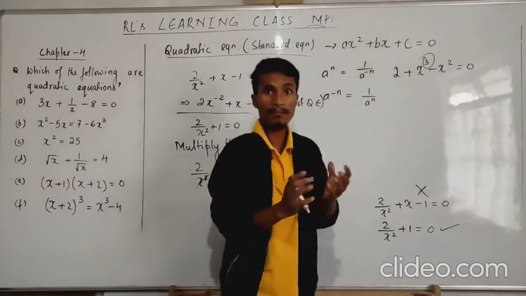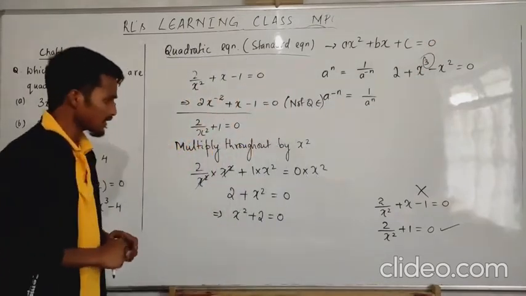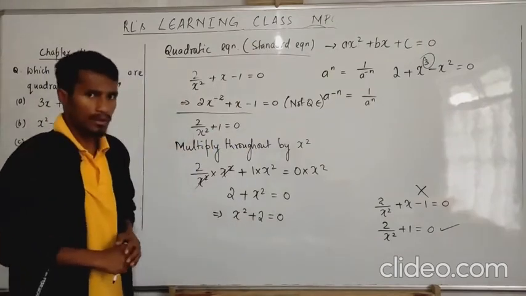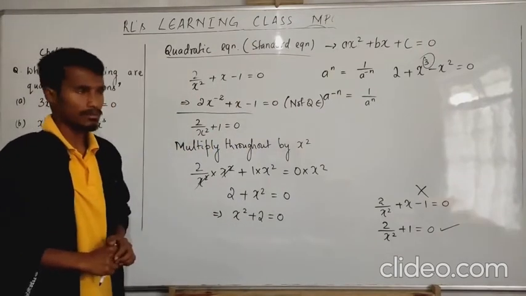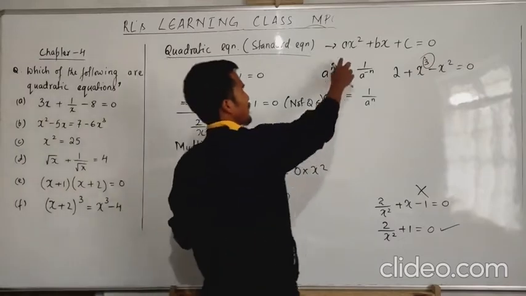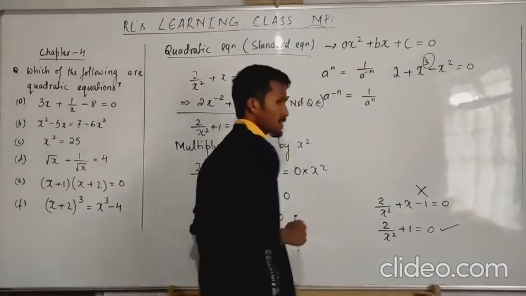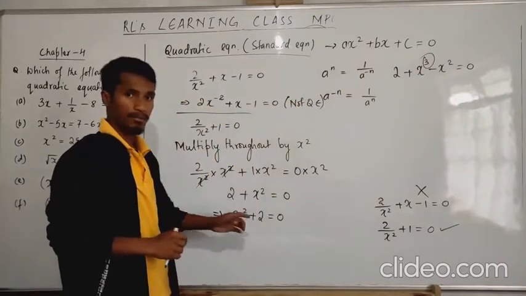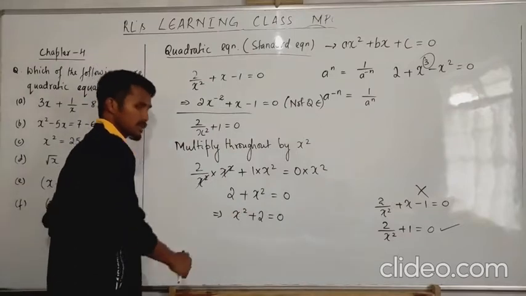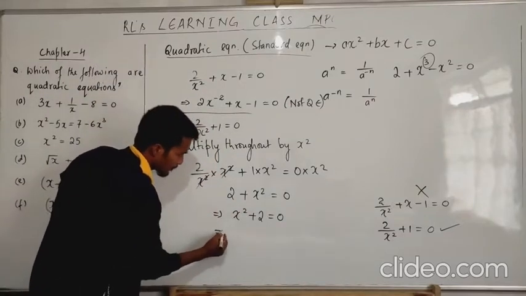Now the degree will become 3. But here, x square plus 2 is equal to 0. Then you say, why is this a quadratic equation? Even in the quadratic equation, we have ax square plus bx plus c. But here we have only x square plus 2. But this equation, I can rewrite it in this form.